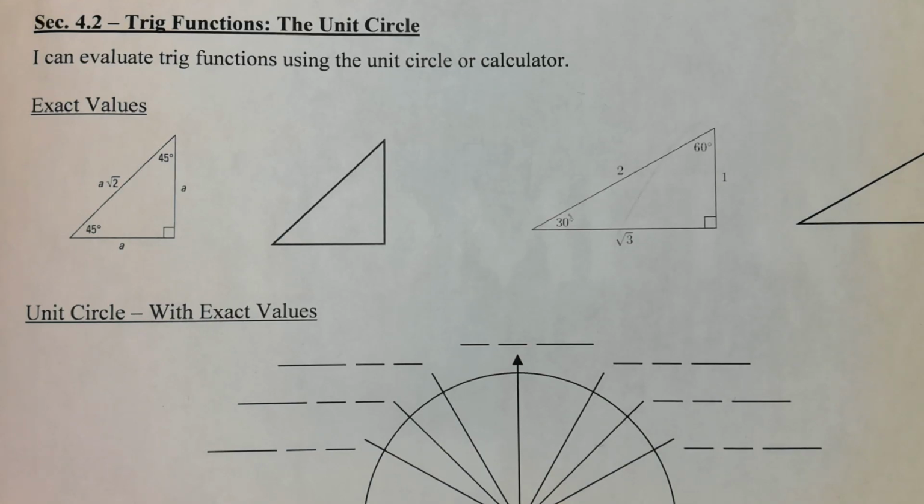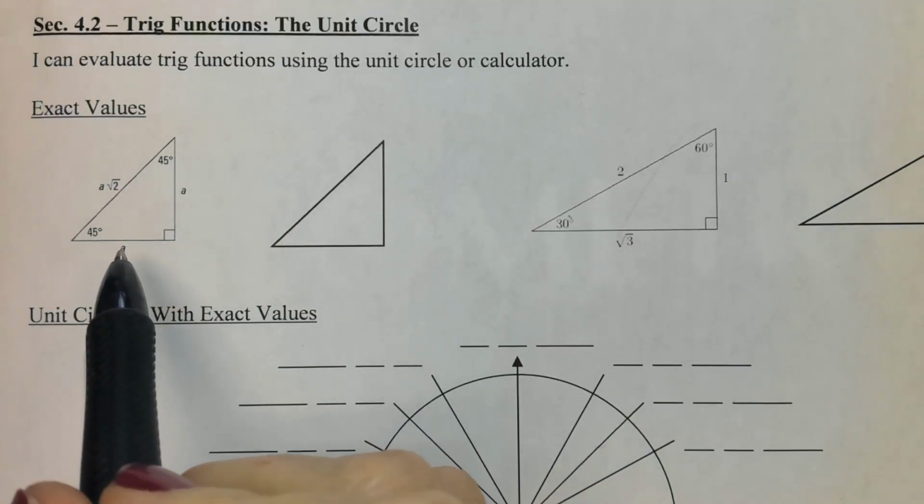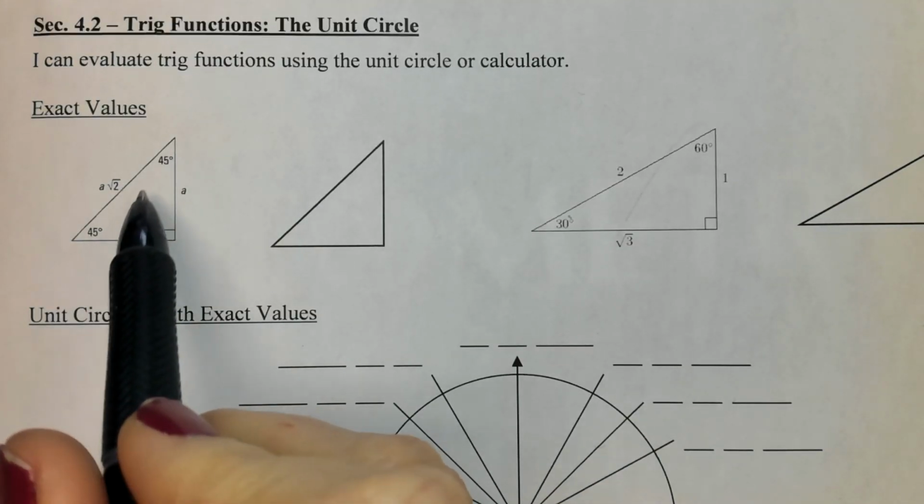This is section 4.2, and today we're going to talk about the rest of our unit circle. So far we've covered the degrees and the radians. Now we're going to move into the things called the exact values. So this kind of goes back to geometry, where you're first introduced to trig and special right triangles.